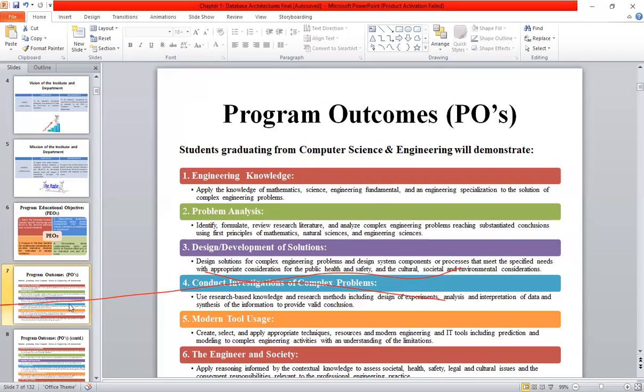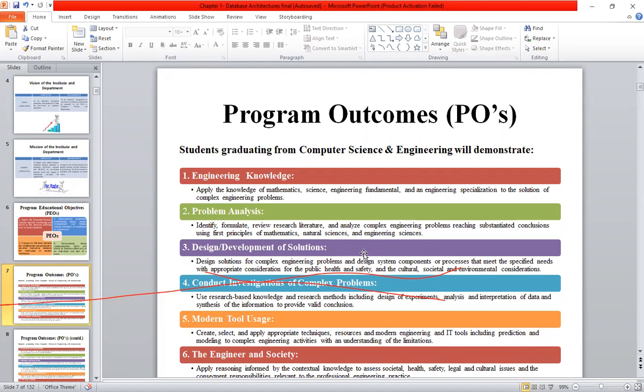Then moving to the next part, that is program outcomes. Students graduating from computer science and engineering will demonstrate these. You are admitted to the computer science and engineering program, so after completion of your degree, we are going to achieve these program outcomes.